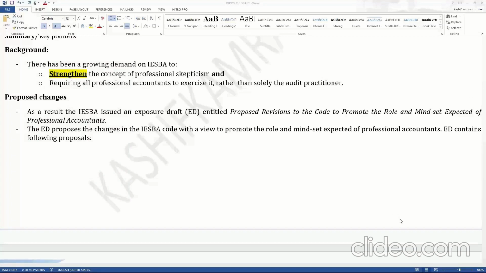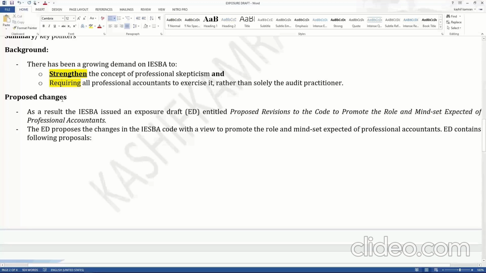Number one. Number two, requiring all professional accountants to exercise it rather than solely the audit practitioner. I hope you will agree with me that whenever we use professional skepticism, one thing which strikes our mind is the auditor. Am I right? But now IESBA wants to broaden the concept of professional skepticism, not just to the auditor, but to every professional accountant. Before this, professional skepticism was a jargon confined to audit practice.